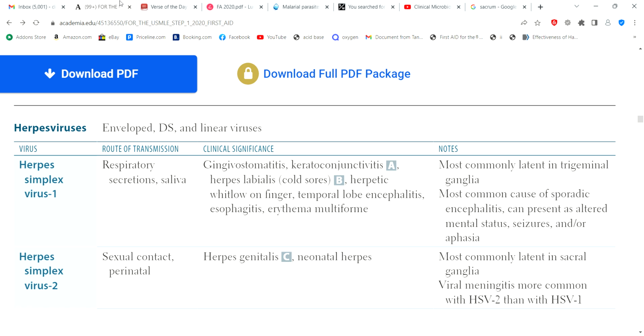You see a Tzanck smear showing multinucleated giant cells, but it's a PCR test now. The treatment is acyclovir or valacyclovir. Okay. Now we're gonna go into the other viruses.